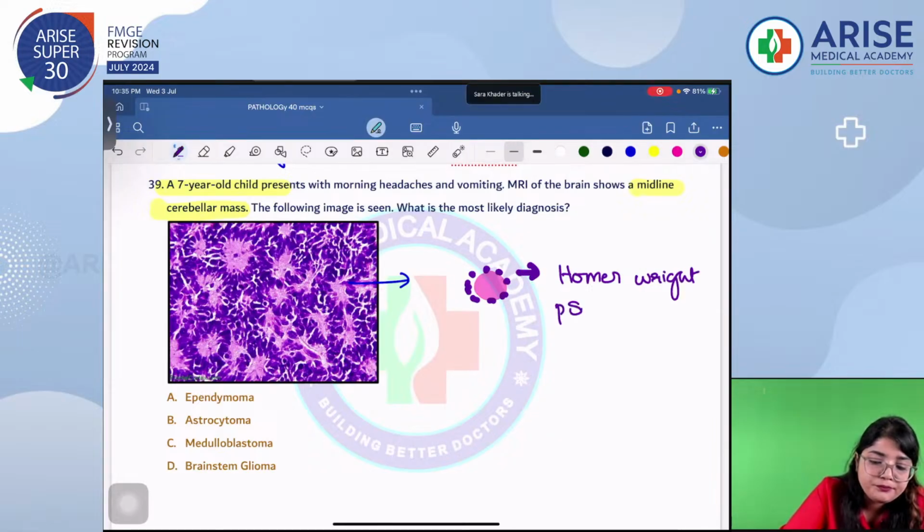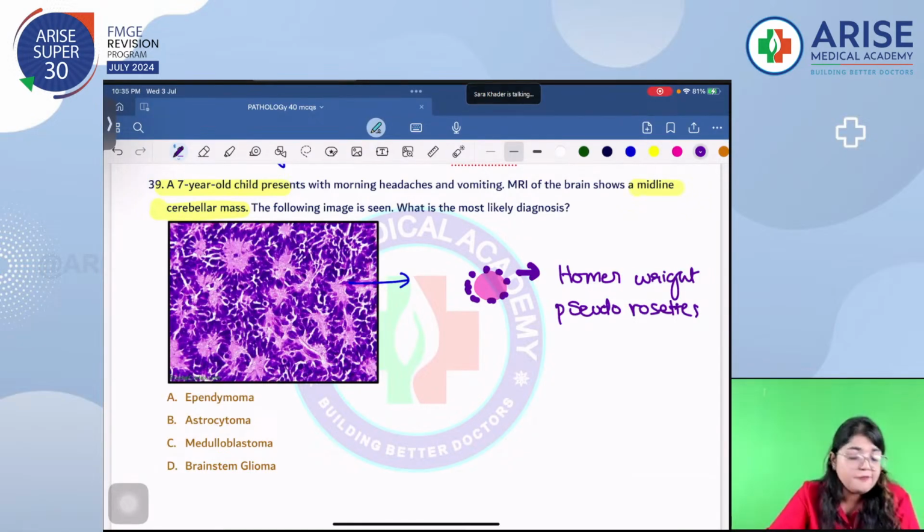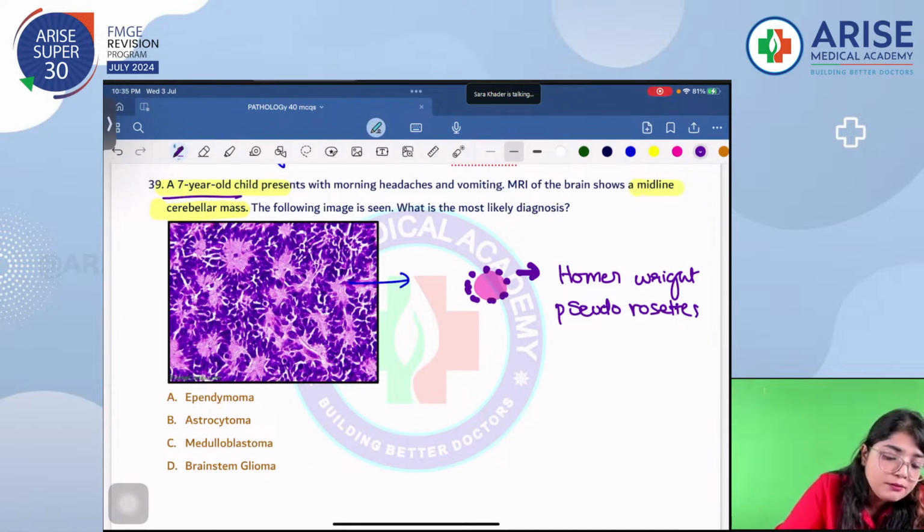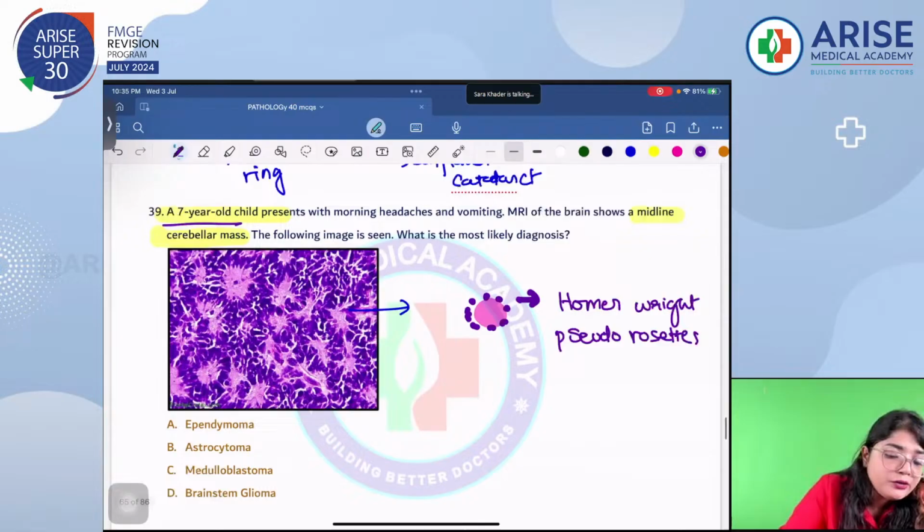Pseudorosettes. Okay, pseudorosettes. Okay, Homer Wright, right? Pseudorosettes. Flexner's rosette is seen in retinoblastoma, not here. This is a 7-year-old child. So you can rule out neuroblastoma.